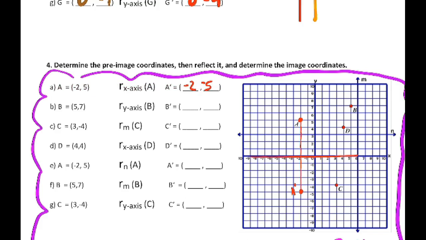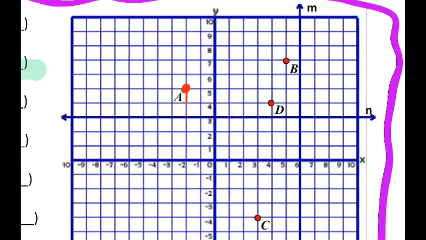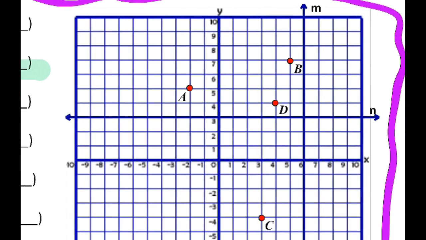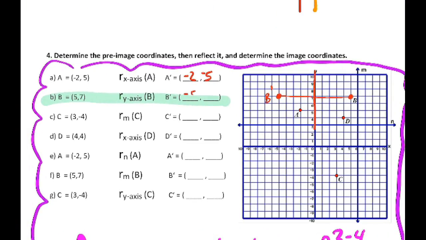The second one, we're taking (5, 7), point B, and reflecting it over the y-axis. 1, 2, 3, 4, 5. There's B prime. So it's (-5, 7). Again, you see a little bit of a pattern forming there because it's an axis.